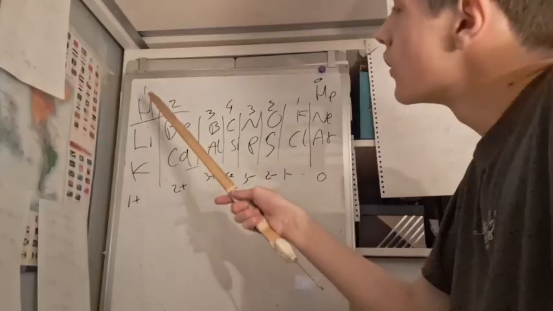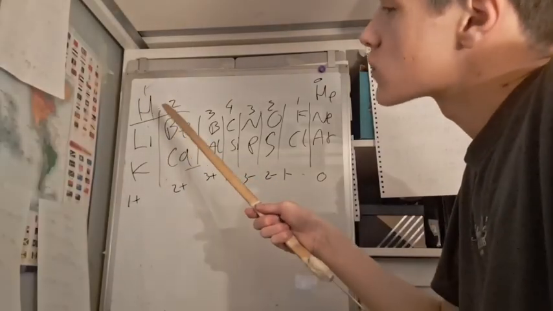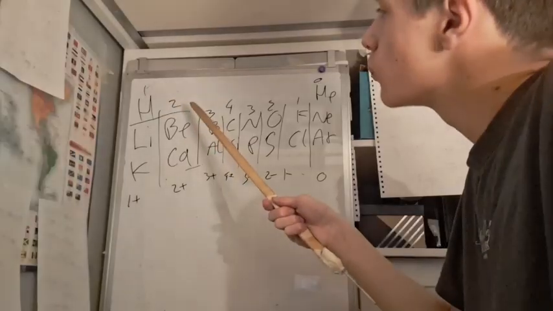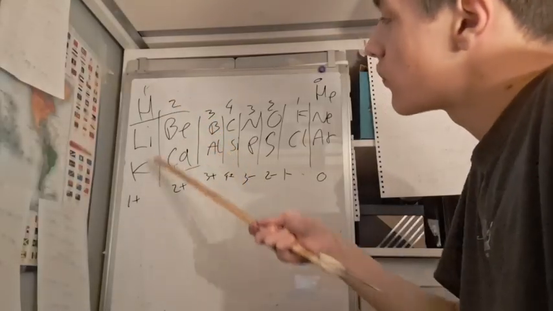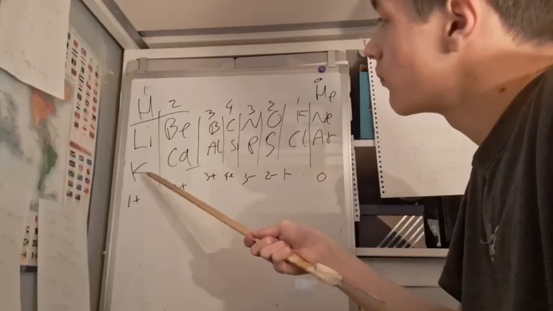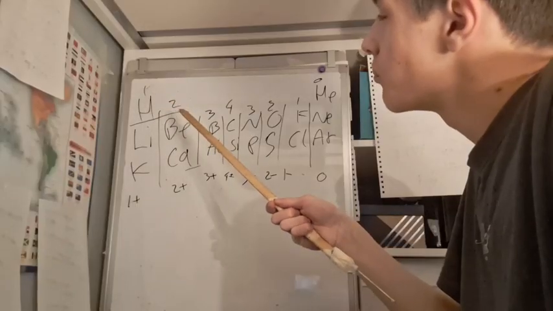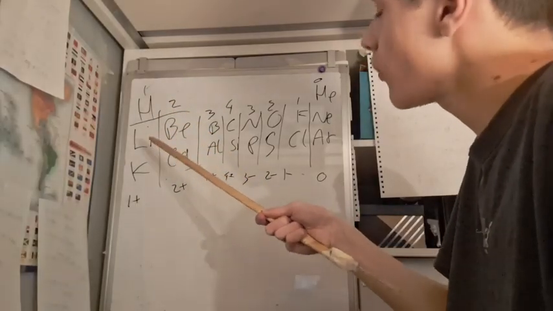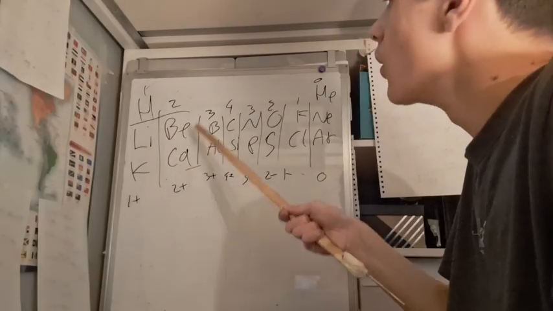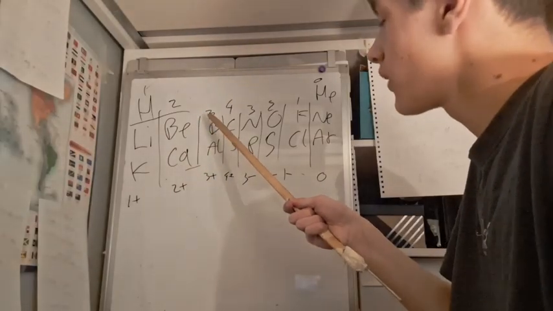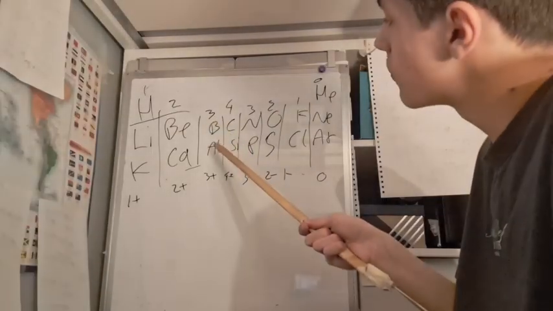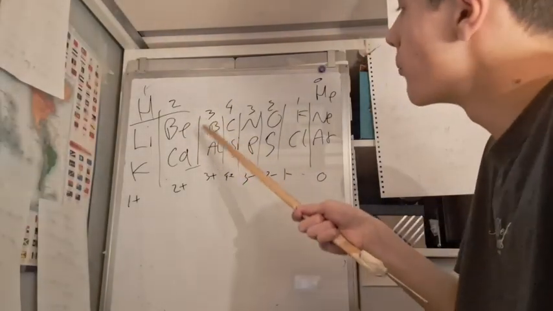On this side, hydrogen has 1 electron in its outer shell, which means it wants to lose 1, so it becomes positive, the same as lithium and potassium. Beryllium also wants to lose, but wants to lose 2, which means it becomes positive by 2, same as calcium. Boron and aluminium both lose 3, so they become positive 3.